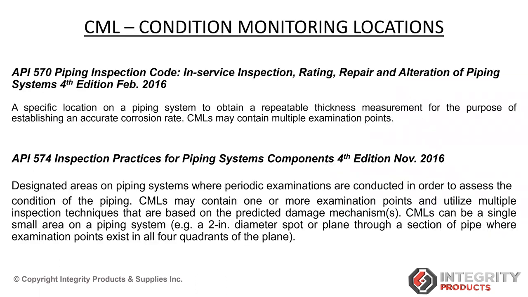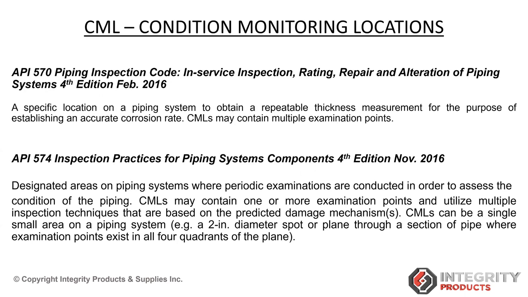So talking about the CML, condition monitoring locations, what is that? Basically we need to understand this. API 570 is the inspection code for process piping. It defines CML as a set of examination points, and it only regards the examination point as the examination of thickness loss. So I would say thickness measurement locations, or TMLs.